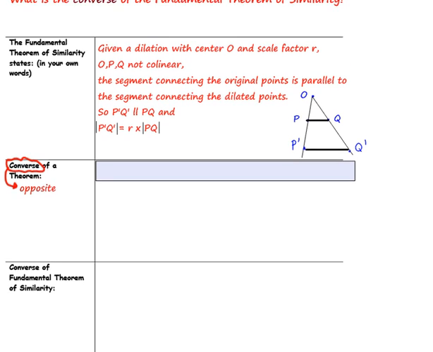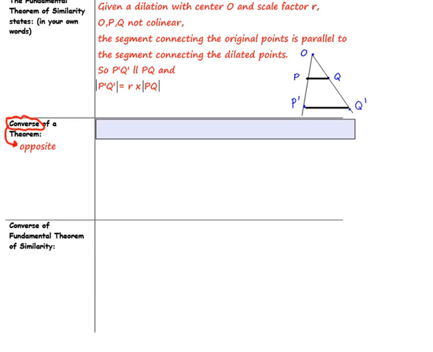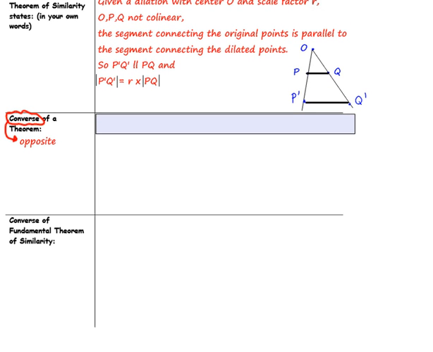So let's talk about the converse of a theorem. The converse means the opposite. The converse of a theorem begins with a conclusion and produces a hypothesis. Here's an example of a converse. Sometimes a converse is true and sometimes it's not. For example, if it is raining, then I have an umbrella. And its converse, if I have an umbrella, then it's raining. In this case, the converse is not necessarily true.